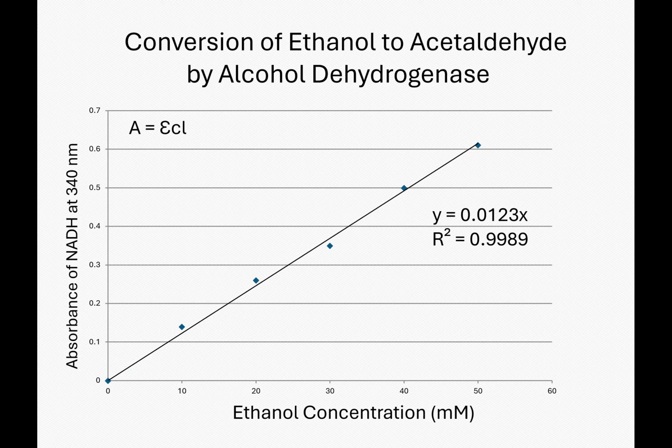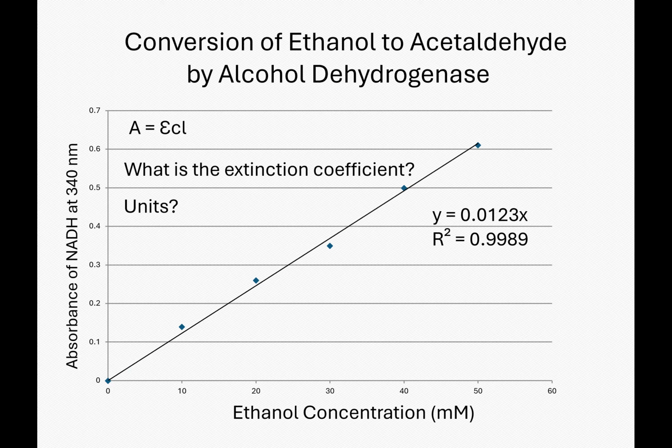Now let's go back to our Beer's law, A equals epsilon CL. What is the extinction coefficient from your graph? Do you have any idea? In our case, the extinction coefficient is, again, a proportionality constant, but it's a slope of the graph. So for our equation, y equals 0.0123x, the extinction coefficient would be 0.0123.